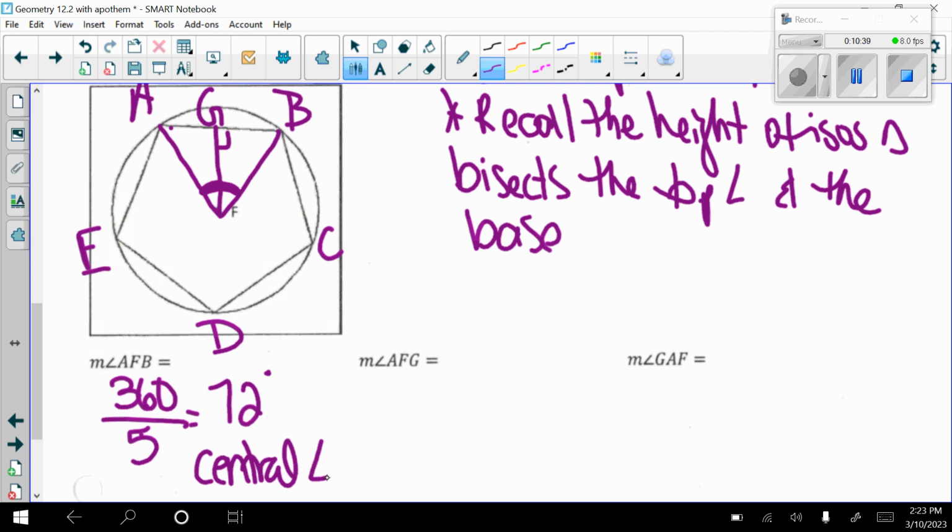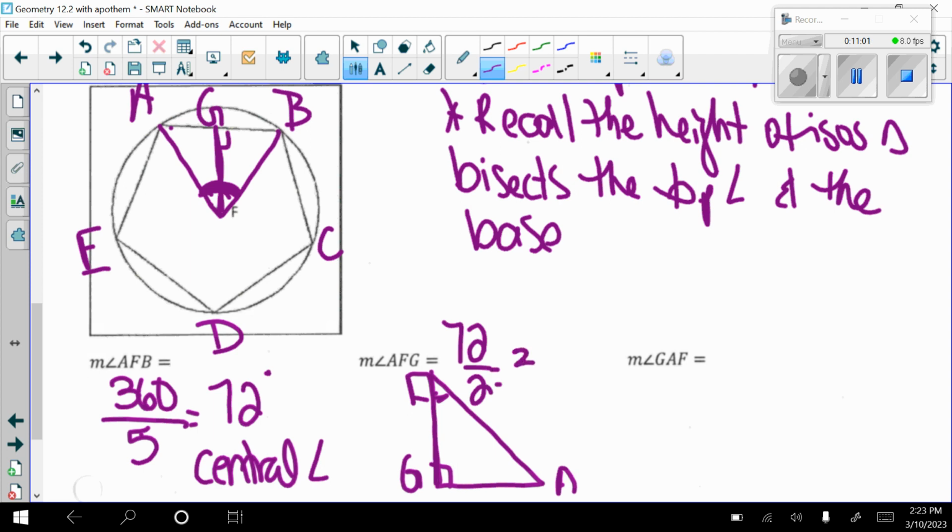Measure of angle AFG. I'm going to draw that triangle out. So this is F, this is G, this is A. Remember that this top angle, all of angle F was 72, but it got cut in half with FG, and FG is part of this. So this is going to be 72 cut in half, which is 36 degrees.